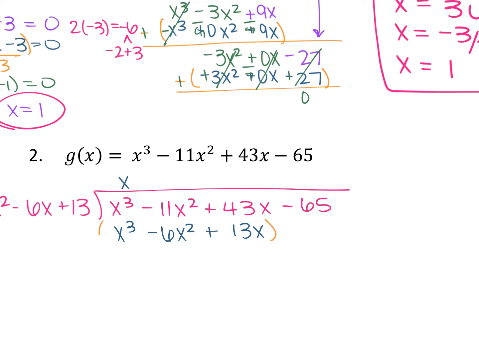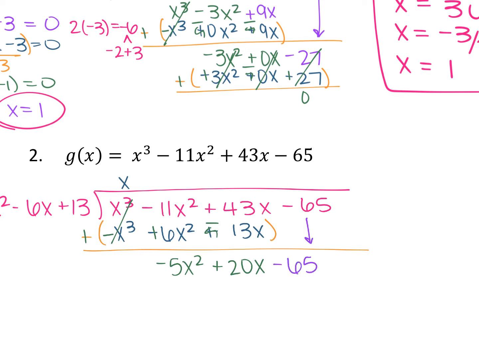We subtract these, distribute the negative, change the sign on everything inside. Those x cubes cancel. Negative 11x squared plus 6x squared is negative 5x squared. And 43x minus 13x is 30x. You have 3 terms on the outside, only 2 that you're working with on the inside right now. So bring down that negative 65. Now you have 3 terms on both parts. It is 30x. Why did I put 20? This is 30. Thank you.